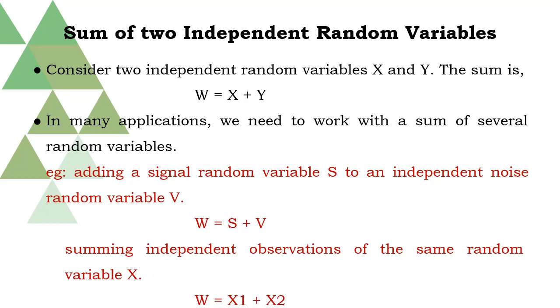One more example of the sum of independent random variables is adding independent observations of the same random variable X. When you have a single random variable and two different observations are taken, and we add these two observations, we get another random variable, which is W. So the equation can be written as W is equal to X1 plus X2.